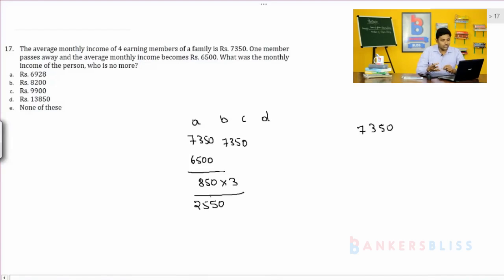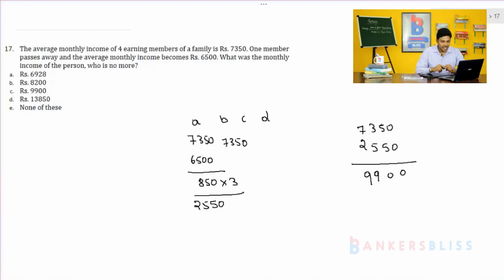After giving 2,550, he is having the remaining amount 7,350. So 2,550 he is giving, and 7,350 was the remaining amount. So altogether 9,900 was the monthly income of the person who is no more.